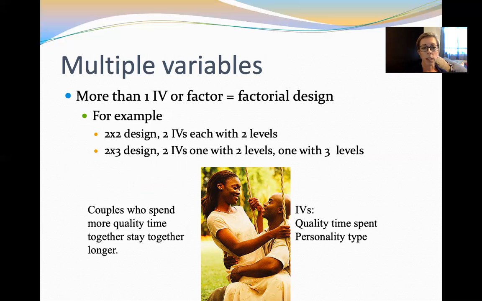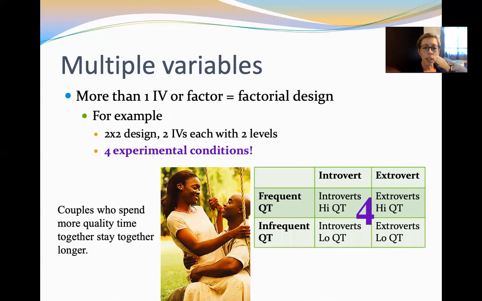longevity of a couple, and we want to look at how much quality time they spend together, but also something about their personality. So maybe quality time spent together is more important for some personality types than for other personality types. Maybe, maybe not. This is a hypothetical. But so we could look at this with four experimental conditions. So we'd be saying introverts with really frequent quality time, or introverts with not a lot of quality time, extroverts with really frequent quality time, extroverts with not a lot of quality time.